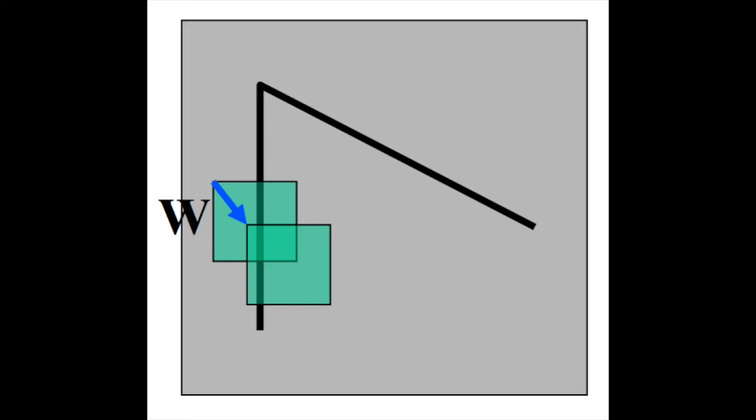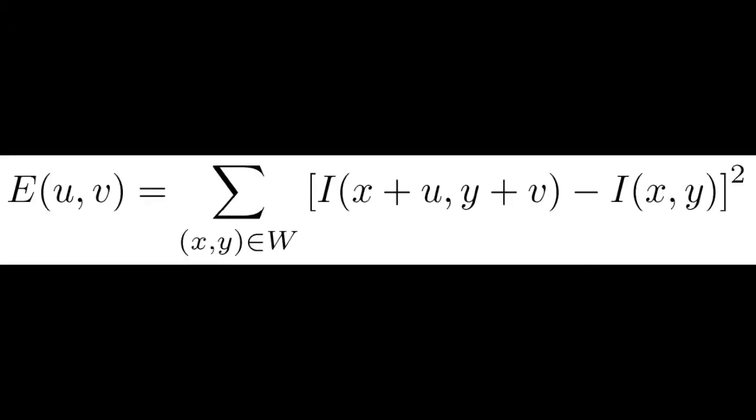Consider the small square region W of the image I being shifted by U, V. We evaluate how each pixel of W changes using a sum of square differences, SSD, equation, defined as the error, E of U, V. In this case, I is the intensity of change moving in the x direction, a distance U, and in the y direction, a distance V. The equation is taking the sum of all of these changes and computing an error factor from it.